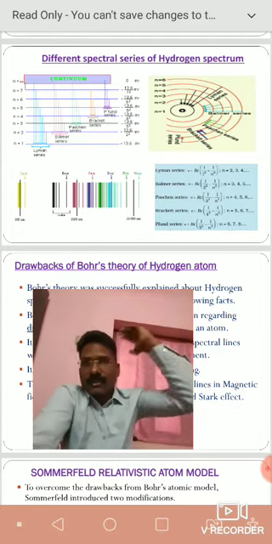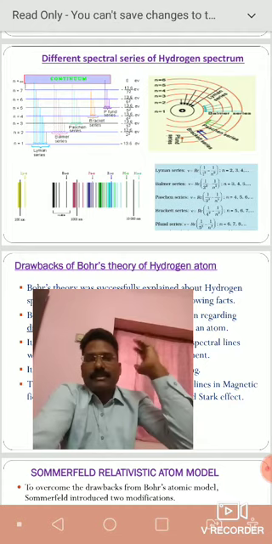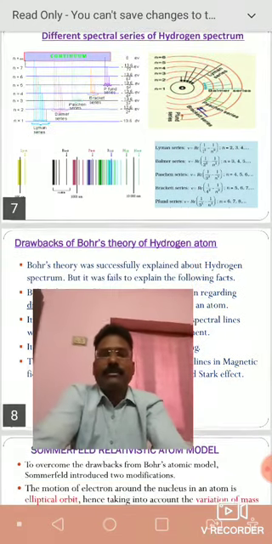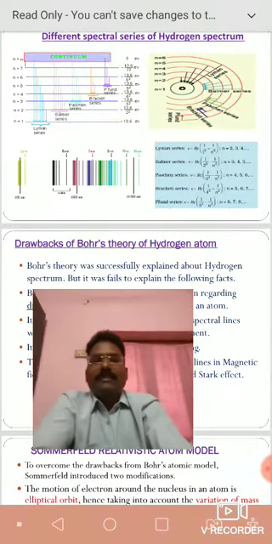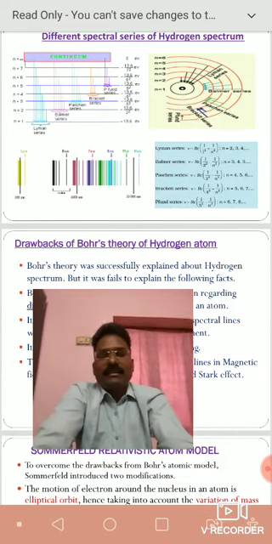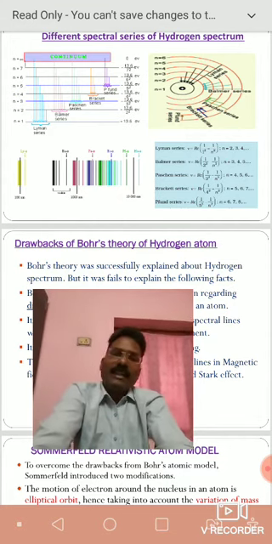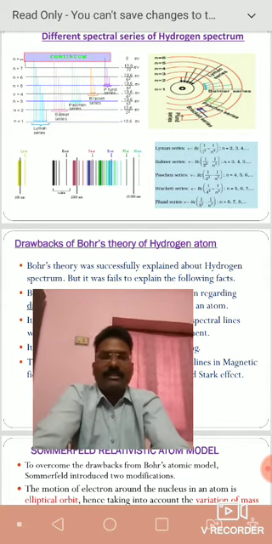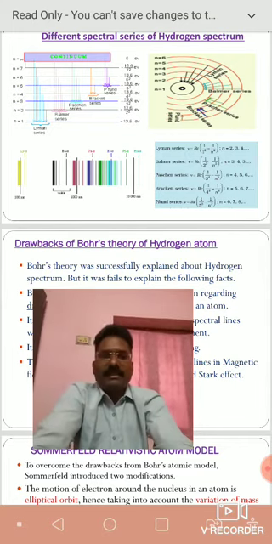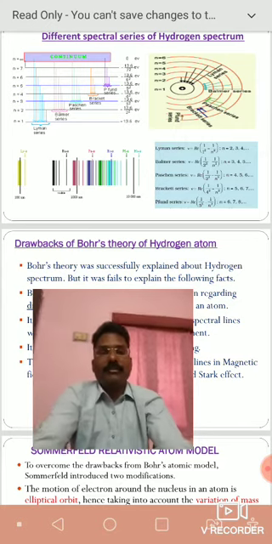When the electron jumps from n is equal to 3, 4, 5, 6, 7 to n is equal to 2, the series is called the Balmer series, which is in the visible region. The range of the visible region is 3600 to 6600 angstrom units. 1 angstrom unit is equal to 10 to the power of minus 8 centimeter, or 10 to the power of minus 10 meter, or 10 to the power of minus 1 nanometer.